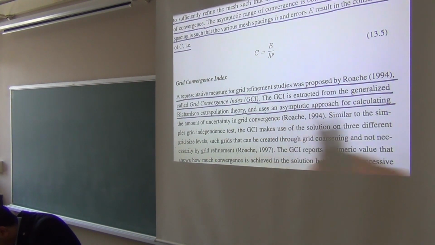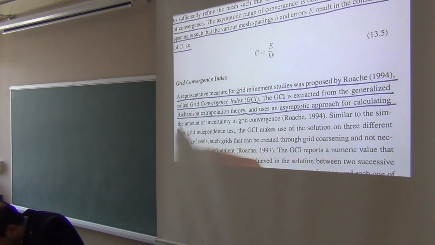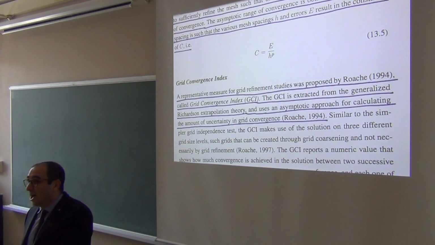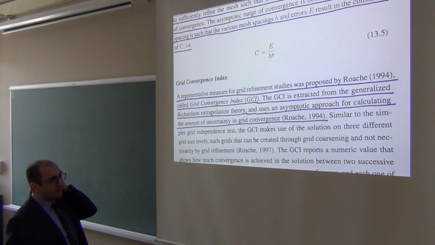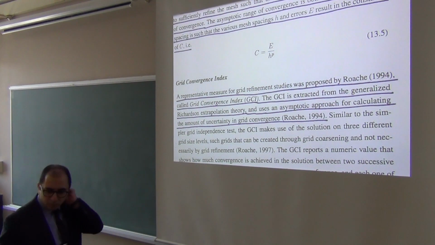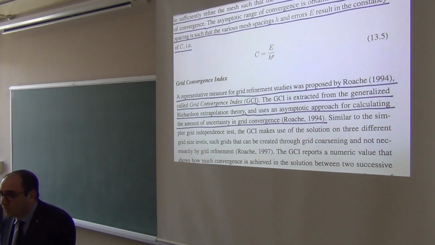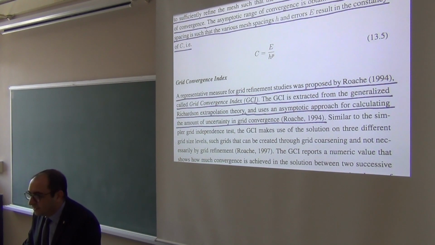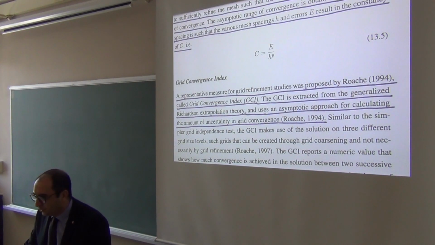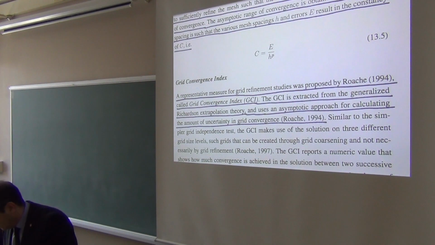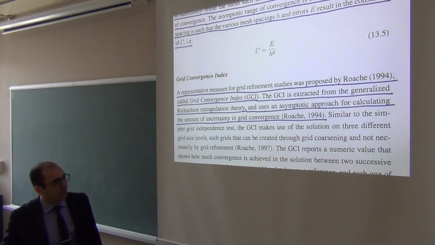It uses an asymptotic approach for calculating the amount of uncertainty in a grid convergence. It tells you how close you are to a hypothetical exact solution, which you don't know what it is, but you know how close you are to it. For example, I can tell you you are within 5% of the exact answer, or you are within 4%, or we are within 2.5%. It tells you how close you are, but it doesn't tell you what the exact solution is.